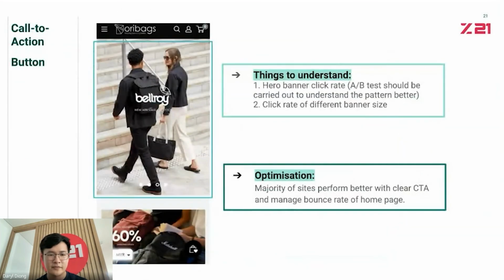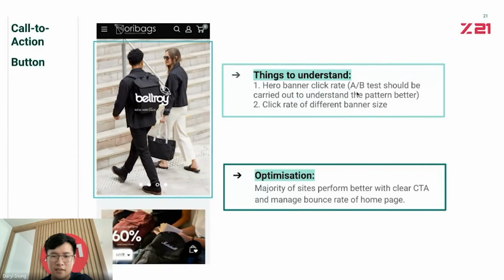Okay, next, CTA button. Something we realized is Ori Bags has amazing looking hero banners. As I said earlier, hero banners are one of the most important parts of websites. The problem here is there's no CTA. I would have to guess if the image is clickable, and I would have to guess where it brings me. I think you could have a CTA like shop all Belroy products or shop Belroy, so I know that I'll be brought to the Belroy collection page, right?